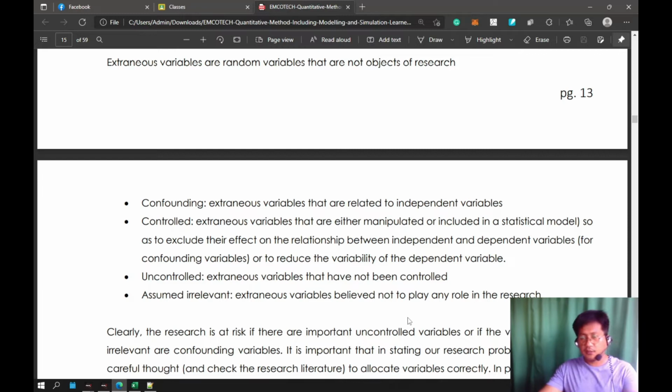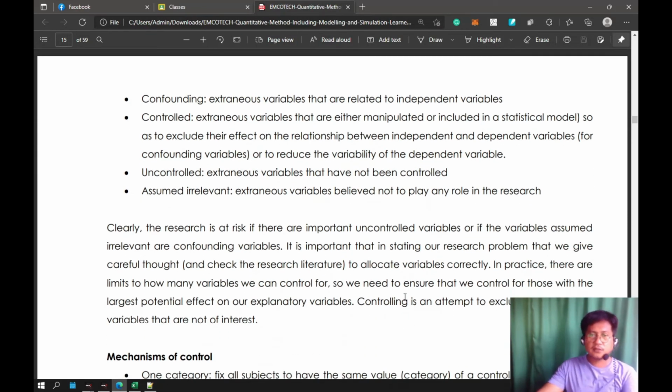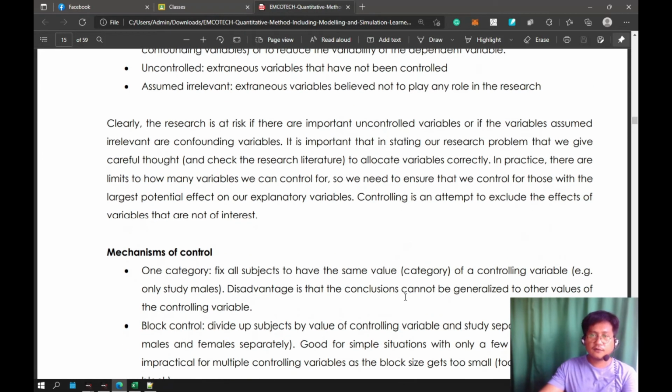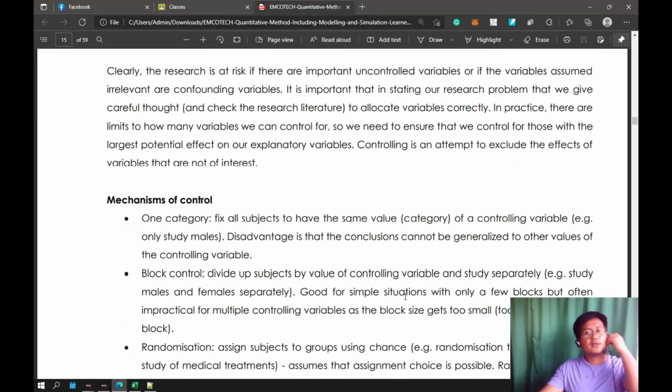So clearly the research is at risk if there are important uncontrolled variables, or if the variables assumed irrelevant are confounding variables. And it is important, in stating our research problem, that we give careful thought and check the research literature as always to allocate variables correctly. In practice, there are limits to how many variables we can control for. So we need to ensure that we control for those with the largest potential effect on our explanatory variables.